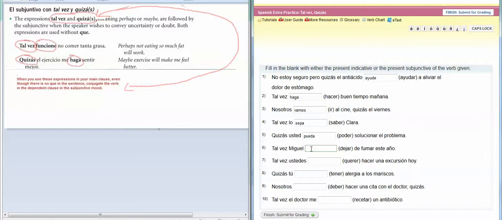Tal vez Miguel deje de fumar este año. Tal vez ustedes quieren hacer una excursión hoy. Quizás tú tengas a los mariscos. Nosotros debemos hacer una cita al doctor quizás. Tal vez el doctor me recete un antibiótico.